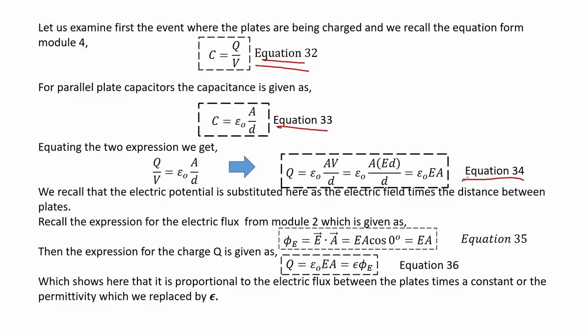Recall the expression for the electric flux from module 2, which is given as equation 35. Then the expression for the charge Q is given as equation 36, which shows here that it is proportional to the electric flux between the plates times a constant, the permittivity, which we replaced.